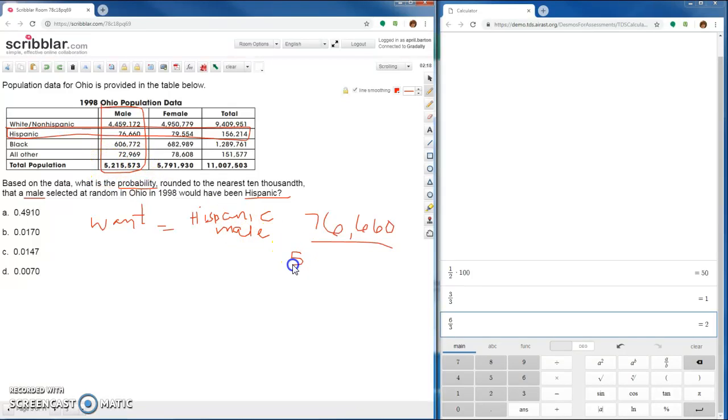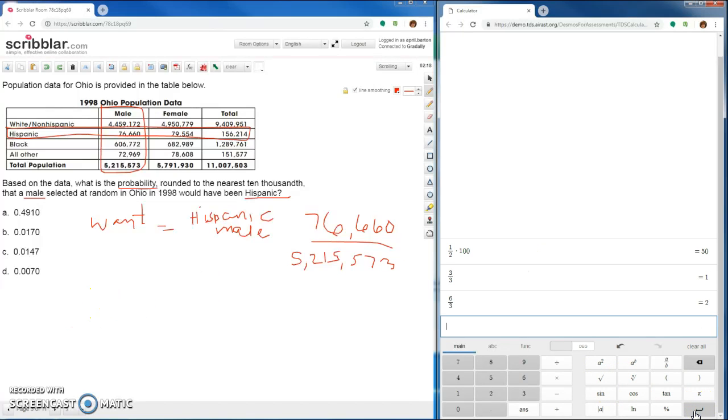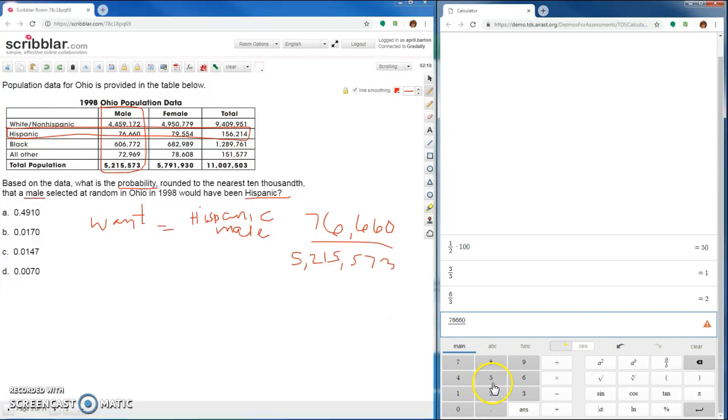So that's the 5,215,573. So all our answers are decimals. We're going to need the calculator again. We can hit enter to get to a new line. We don't need to put anything with the commas. There's no comma button. There's the decimal, but that's not the same as a comma. So we just type the number 76660 divided by 5,215,573, and it automatically gives us our decimal.